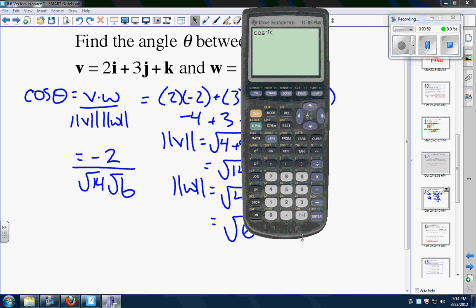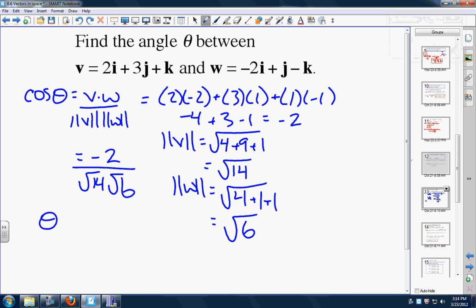So we'll inverse cosine of -2 divided by parentheses, square root of 14 times 6, 102 degrees. Okay, nothing we haven't done before, just one more component we have to account for in our calculations.